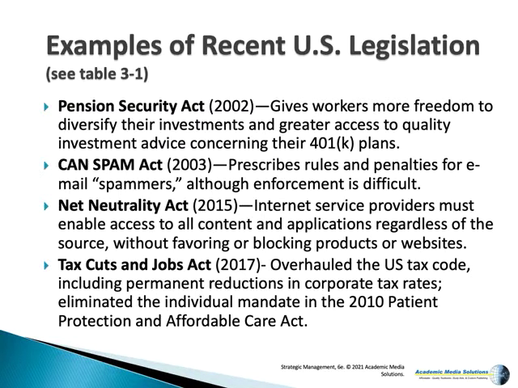In 2017, we had the Tax Cuts and Jobs Act. This was a signature piece of legislation in the Trump administration and overhauled the U.S. tax code and included permanent reductions in corporate tax rates as well. It also eliminated the individual mandate in the 2010 Patient Protection and Affordable Care Act. This was known as Obamacare. We did not put this on the list, but that would be yet another piece of legislation that has affected a lot of industries.